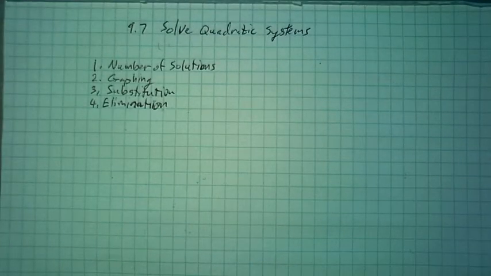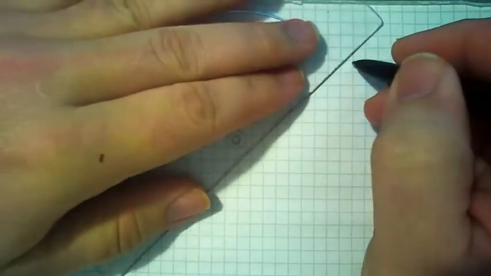9.7 is our last section in Chapter 9. Chapter 9 goes out with a bang. Solve quadratic systems. We haven't done systems of equations since Chapter 3. In Chapter 3, we did linear systems, systems of linear equations.